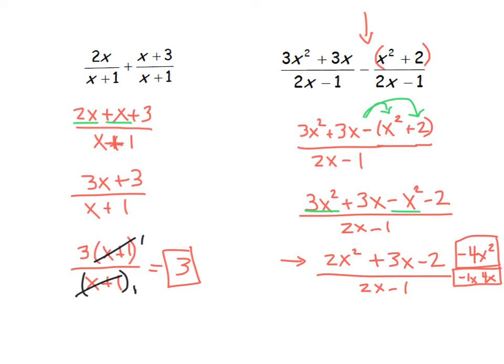Okay, and what this factors to is 2x minus 1 and x plus 2, and in the denominator we have 2x minus 1. Again, notice that we have a 2x minus 1 binomial factor in the numerator and a 2x minus 1 binomial factor in the denominator, which makes a 1, and our final answer is x plus 2.